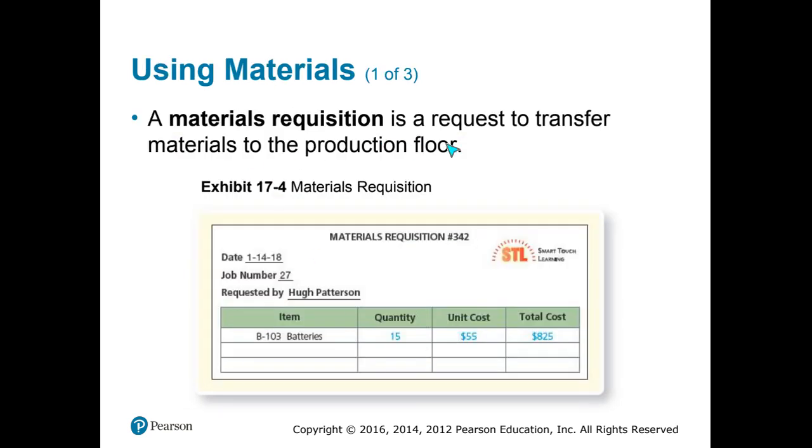A materials requisition is a request to transfer materials to the production floor. So we can't just go in the inventory or the materials and grab what we need or what we want to use. We have to actually fill out a form and request it. Otherwise, if we're just going and grabbing items to create, I mean, not necessarily random.